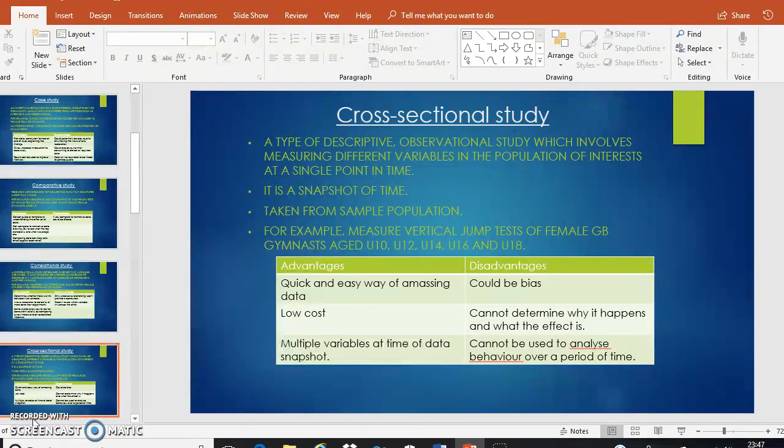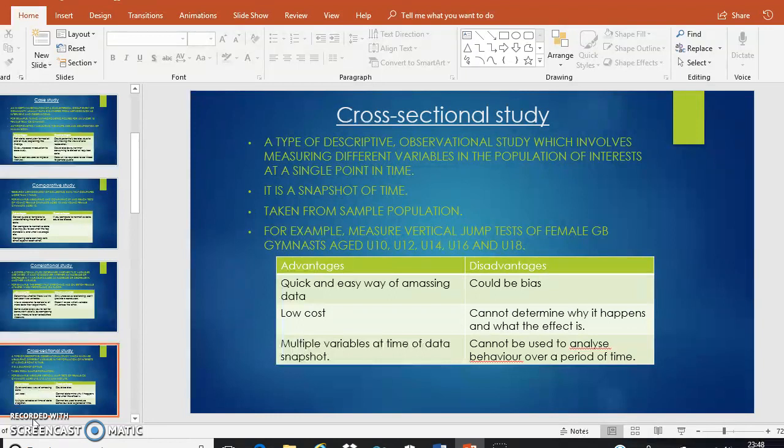Next, there's a cross-sectional study. This is a descriptive observational study involving measuring different variables in the population of interest at one point in time. The most important thing to note about this is that it's a snapshot of time. So it's one moment in time, one specific moment. It's taken from a sample population.